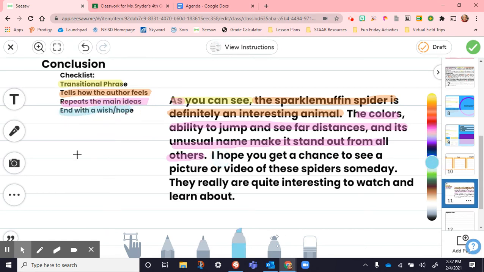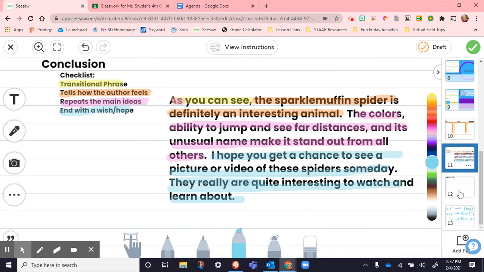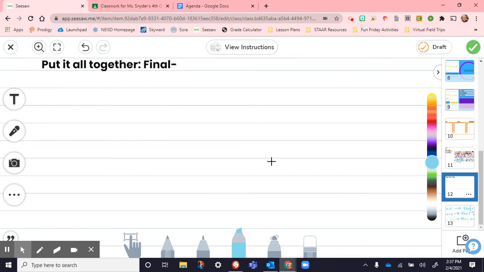And then this last part, ending with a hope and wish, right here. I hope you get a chance to see a picture or a video of these spiders someday. They really are quite interesting to watch and learn about. So I am leaving them with a hope or something that I wish for them. It could be something for them to think about. Just a good way to end what you're talking about there. All right, so I hope you get a chance to see this interesting animal that I've told you all about. All right, so we worked on conclusion today, and tomorrow we should be set to put everything together.